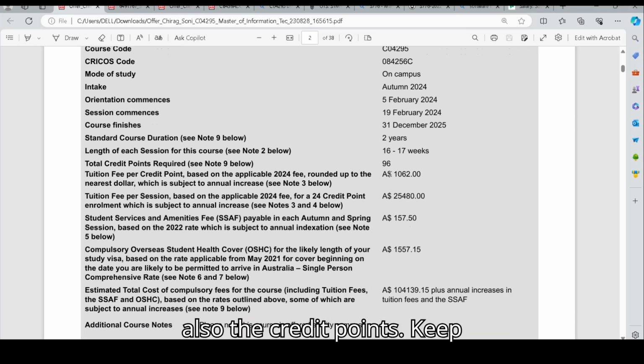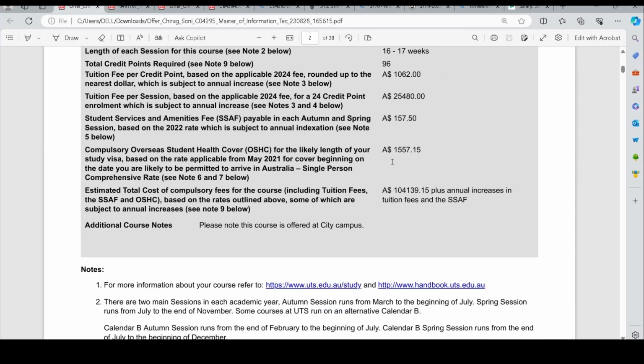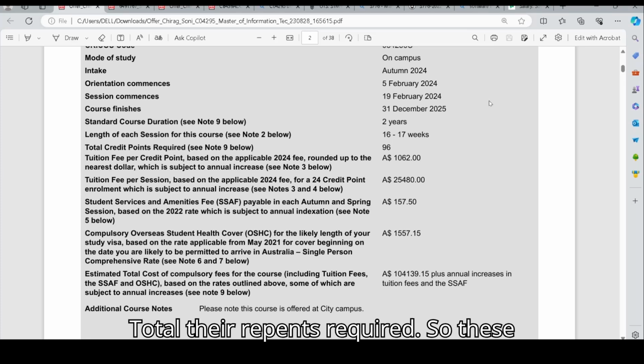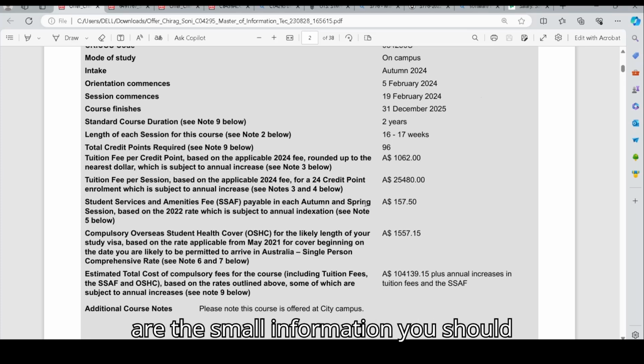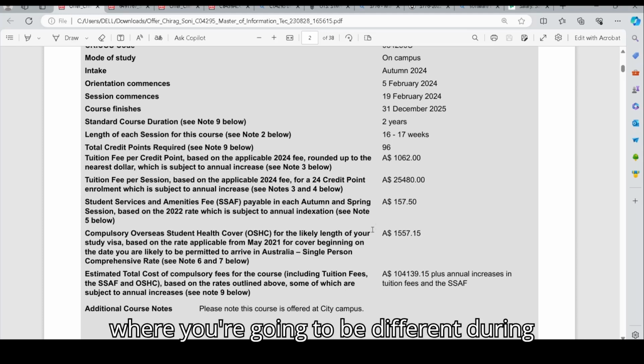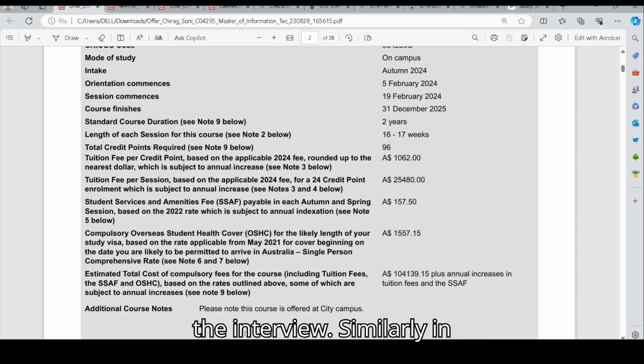Also the credit points, keep note of that also. Like it's 96 credit points you will be required to complete the course. Total credit points required. So guys, this is small information you should write on your note paper or where you're going to be referring during the interview.